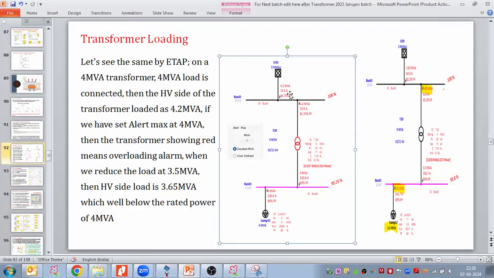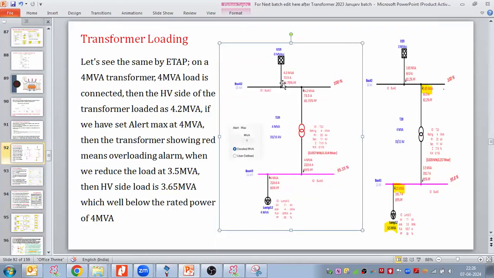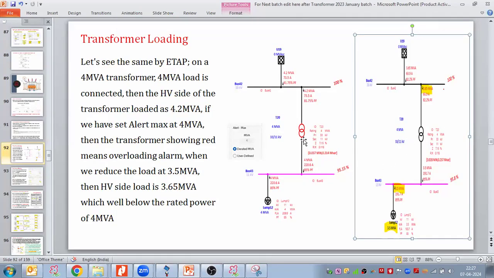4 MVA 33 by 11 kV we have taken in this example. So now when I'm putting a 4 MVA load on the 4 MVA transformer, the transformer is shown in red, and it is taking 4.2 MVA from the grid. Red is indicating the overload alert here. If I take a 4 MVA transformer and connect a 3.5 MVA load on this transformer, it is taking 3.65 MVA, which is lower than the 4 MVA on the primary side, and there is no overloading alert coming here.